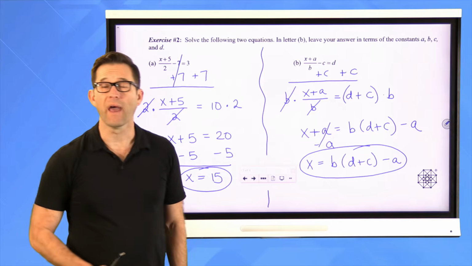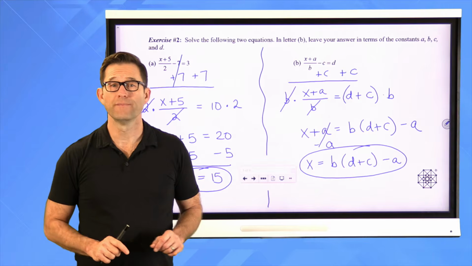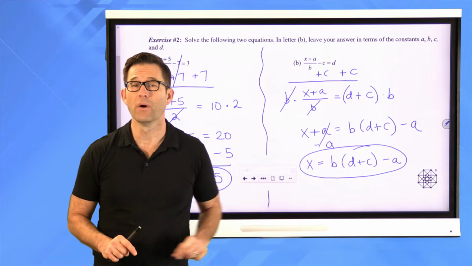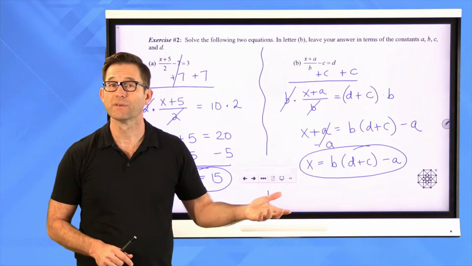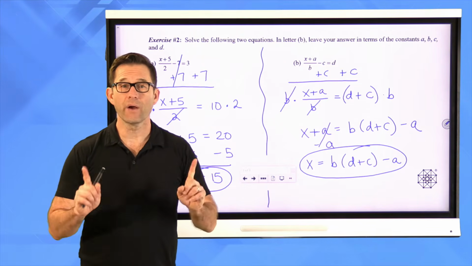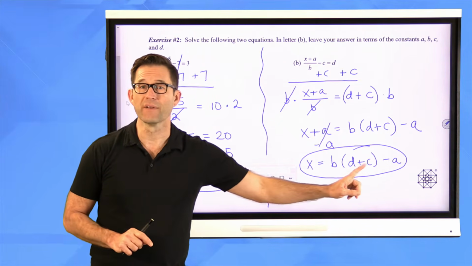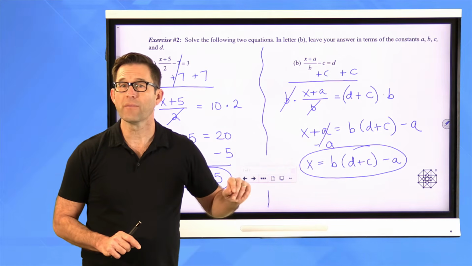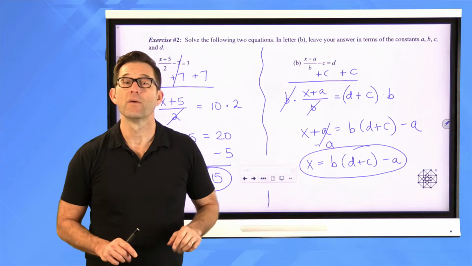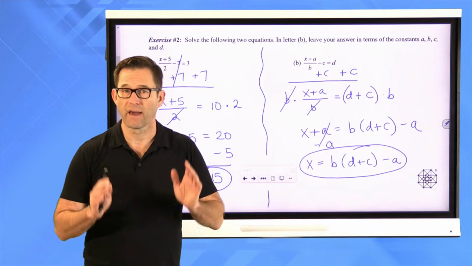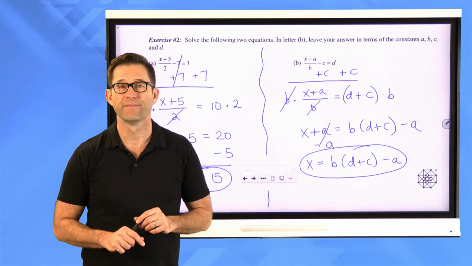There certainly would be absolutely nothing wrong with multiplying through by the b, but you certainly don't have to. All right, so that's it. Again, very critical to have the parentheses around the d plus c. If you don't have them there, and you just have maybe b times d plus c minus a, that's incorrect. Got to get those parentheses there.